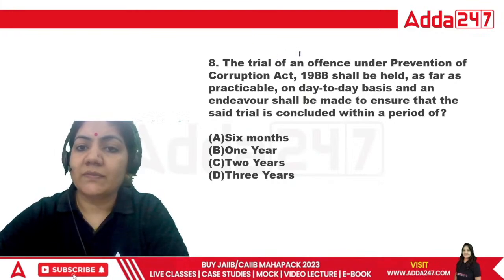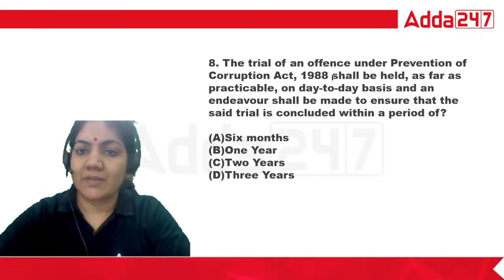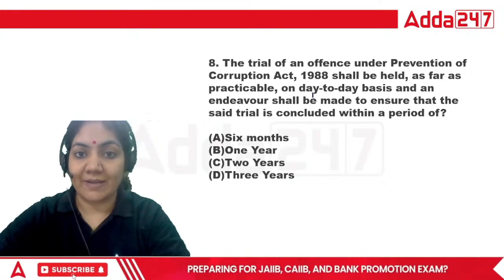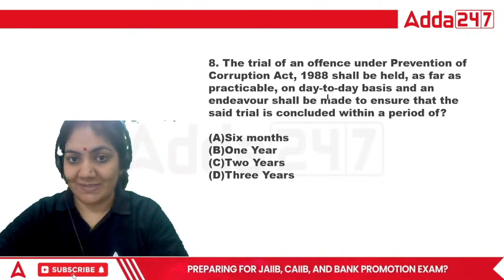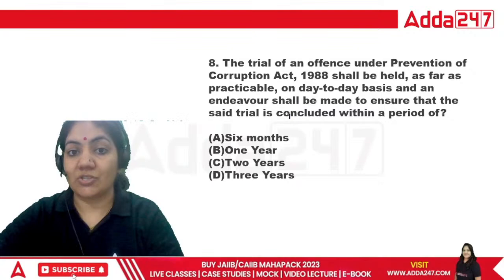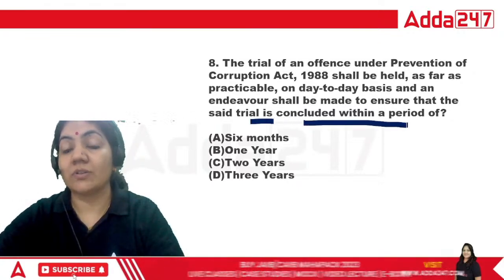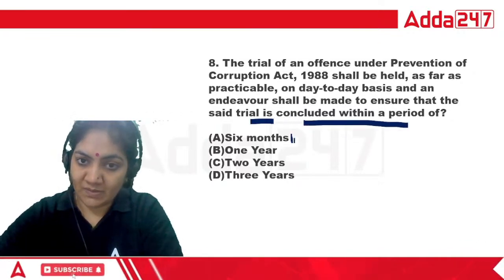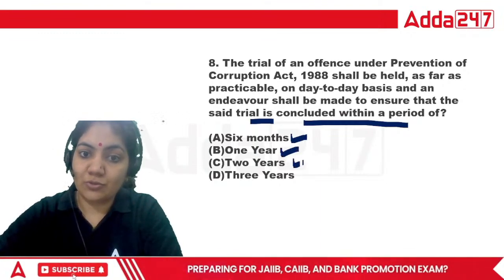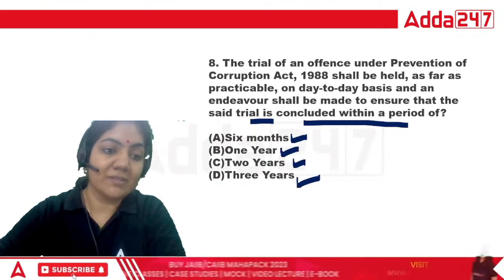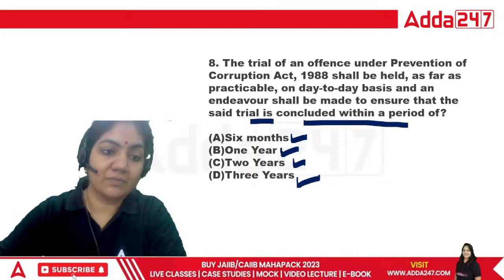The trial of an offence under the Prevention of Corruption Act shall be held as far as practicable on day-to-day basis, and an endeavor shall be made to ensure that the said trial is concluded within the period of 6 months, 1 year, 2 year, and 3 year. So what is the right answer for this question? Tell me.